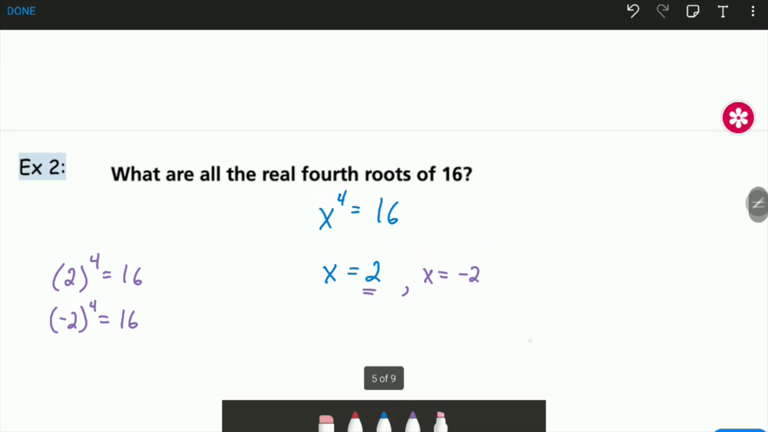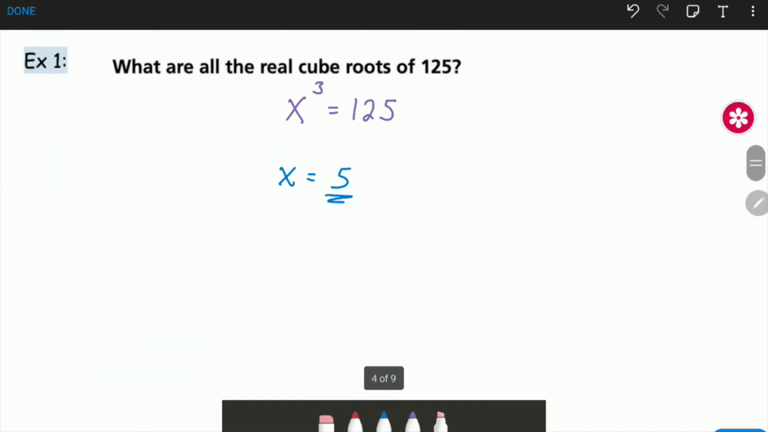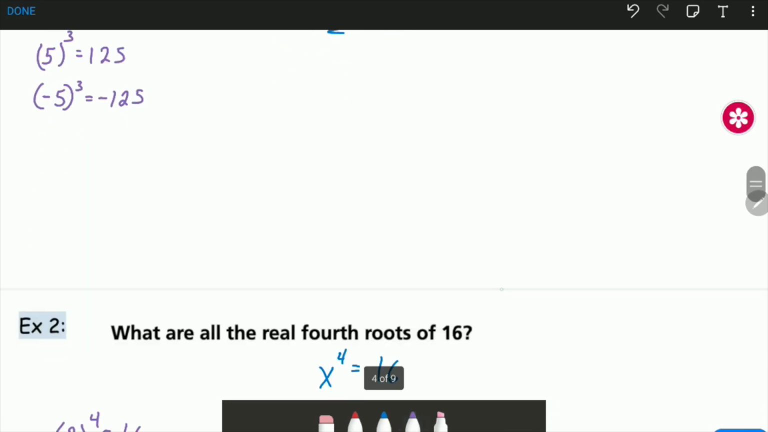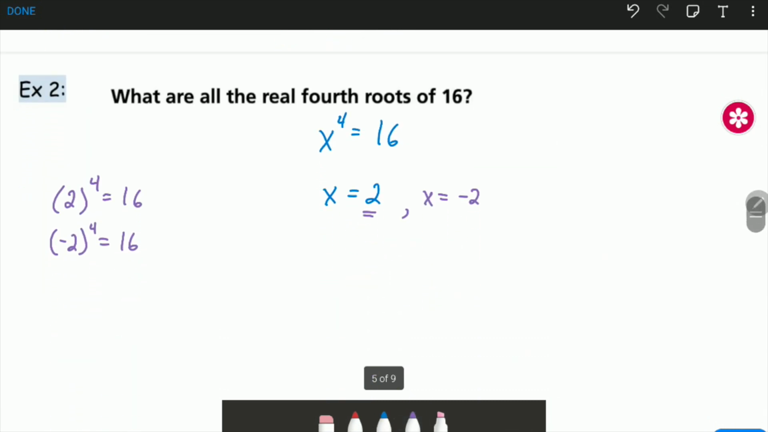That's not the case, however, for odd exponents or odd roots like the first problem, because if we try that here, 5 to the third power would be a positive 125. However, negative 5 to the third is actually negative 125. So if it's an odd root, then there's only going to be one answer, but even roots or even exponents will have the positive and negative if we're talking about real roots.